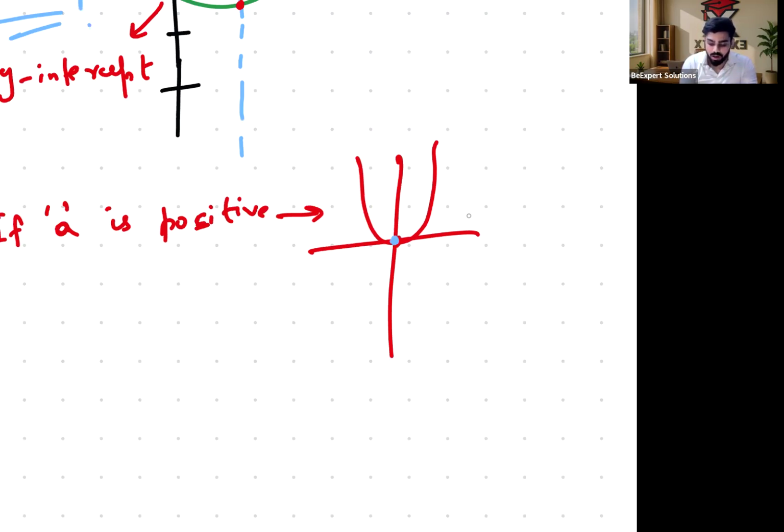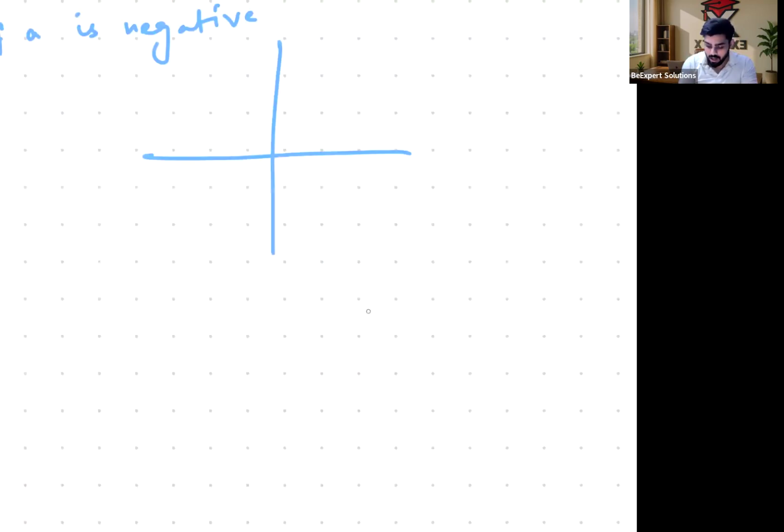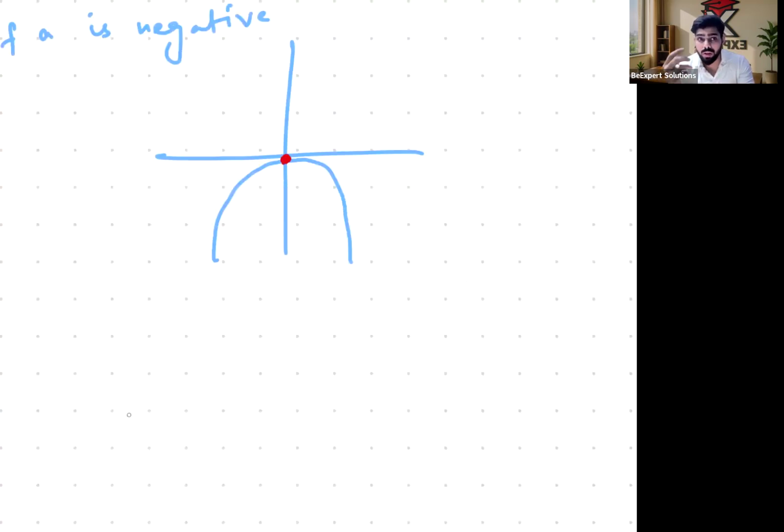Similarly, if your A is negative, then obviously the parabola will go downwards like this, and it will show you the maximum point somewhere here. So this is one thing you need to remember: the maximum point and minimum point, and how to figure it out. The vertex form is very powerful because instead of finding and solving long equations, it gives you the answers very fast, very instantly.